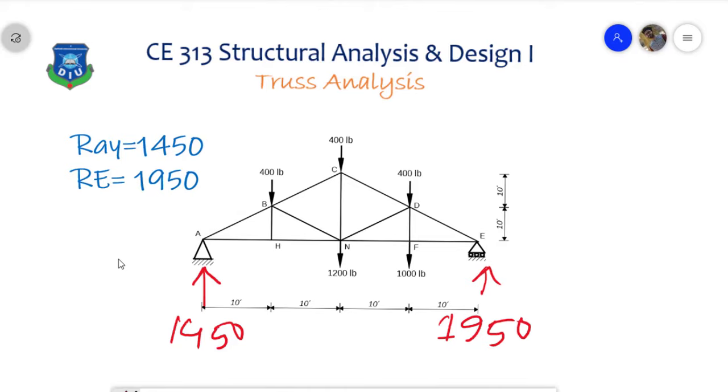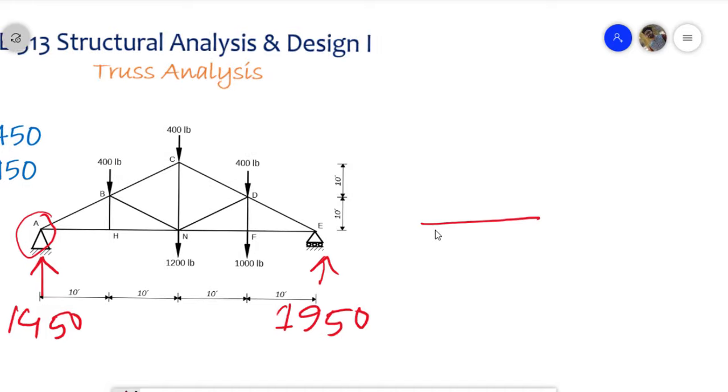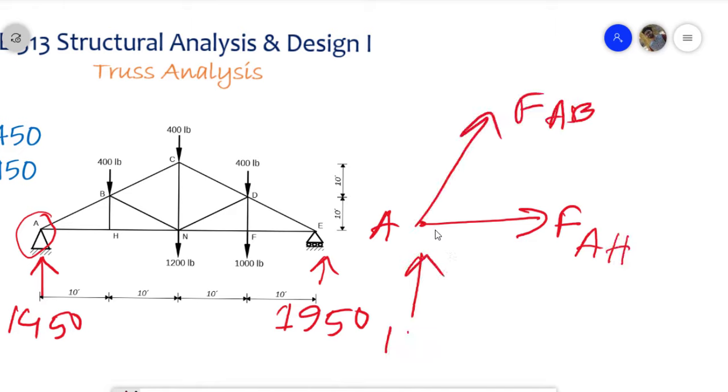Now what should you do? As we are talking about the joint method, now I will draw a free body of the joint A. And you know there are actually two members, one is AB and another one is AE, acting at joint A. So if you draw a free body, let me draw here. This is point A and this is FAE acting in this direction. This is FAB, and there is another force 1450.